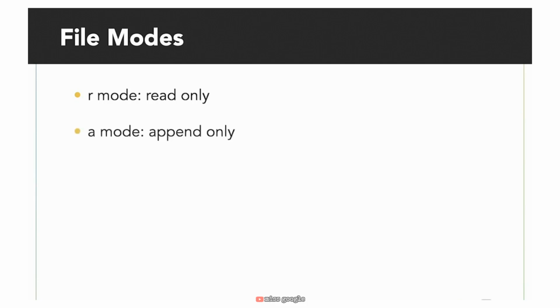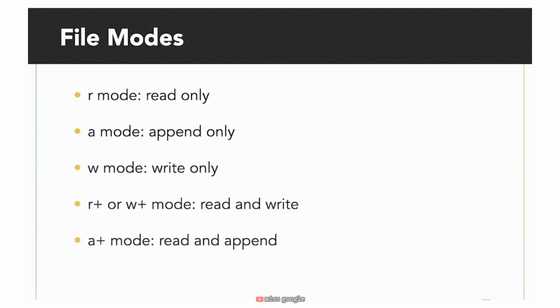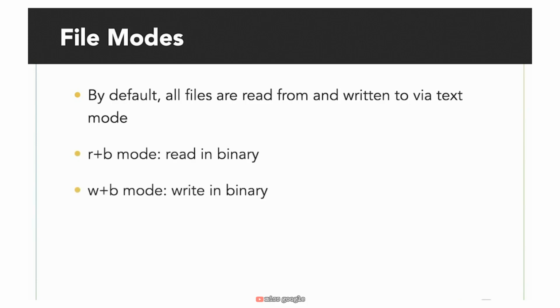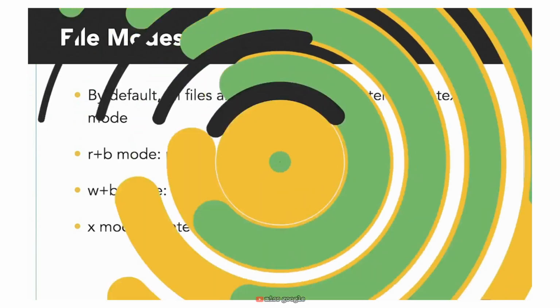We also have the a mode for appending. You can use this mode to append onto the contents of a file. w mode opens the file for writing. If the file does not exist, Python automatically creates the file. By default, all files are read from and written to via text mode, but you can specify binary mode to read and write using binary. To specify binary, you can add the plus sign with a b. There is also one less common mode called x mode that creates the file if it does not exist. If it does exist, an error will be returned.